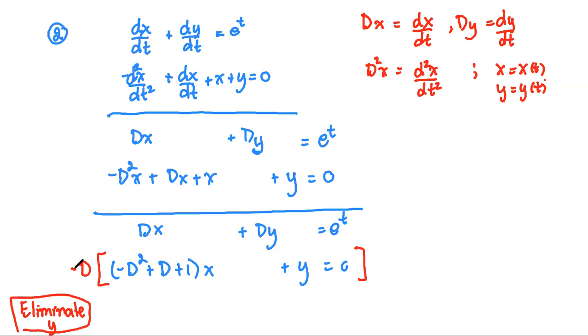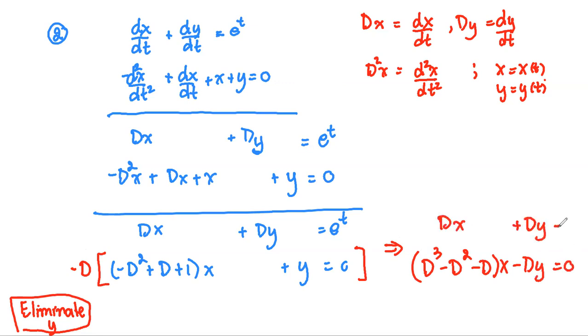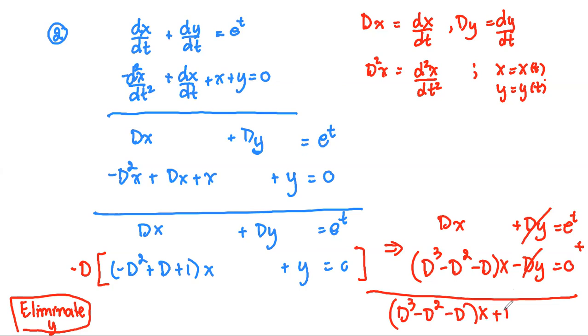Therefore, we obtain the second equation in the form of D to the third minus D squared minus D, multiplied by x, minus Dy equals 0. And the first equation remains the same as Dx plus Dy equals e to the power t. And we can see that the Dy and minus Dy cancel out. Now, after we add these two equations, we have D to the third minus D squared minus D of x plus Dx equals e to the power t.